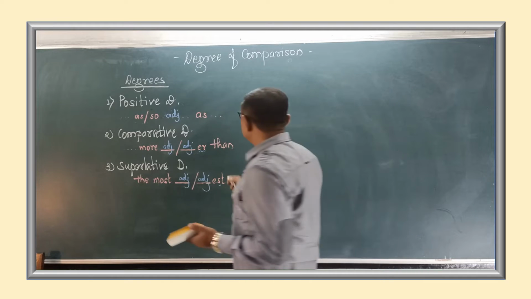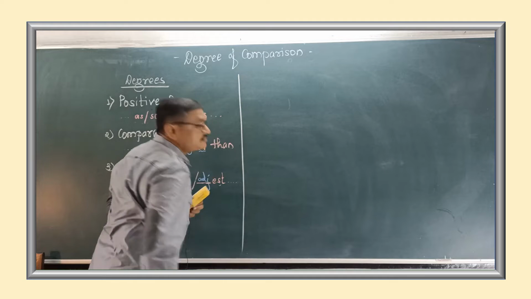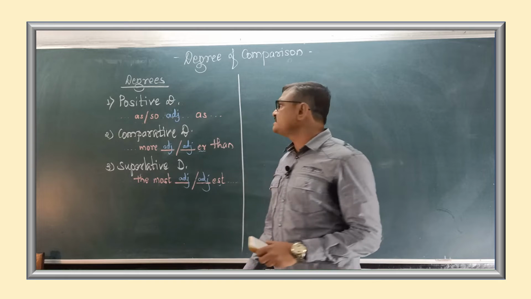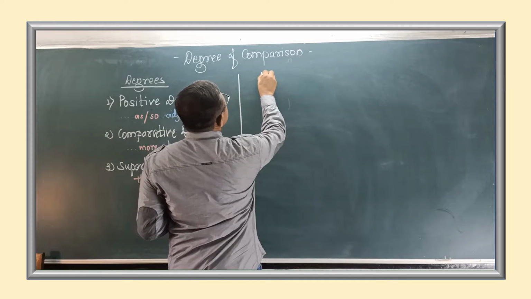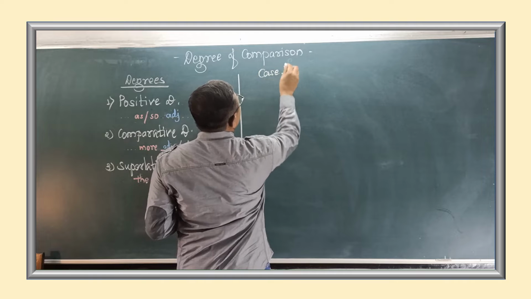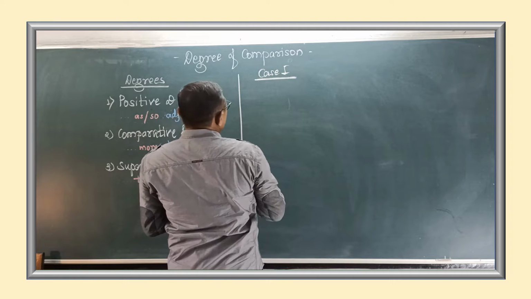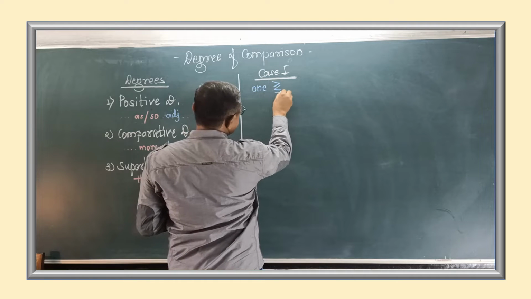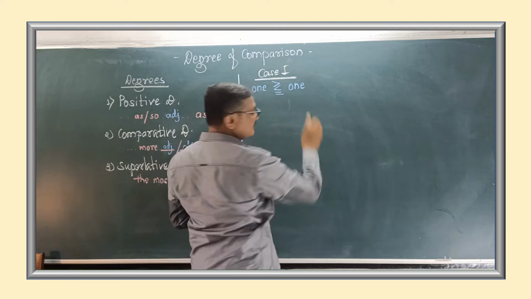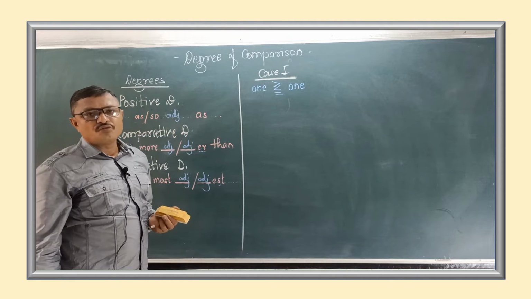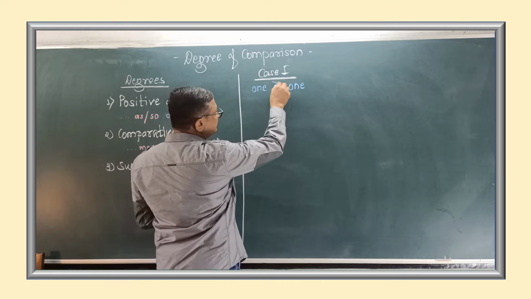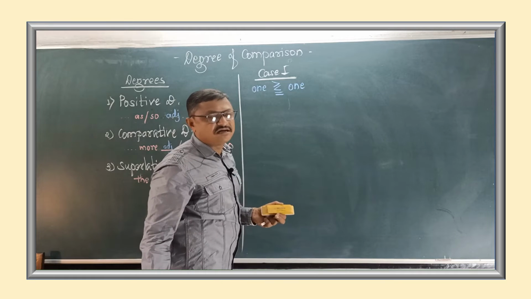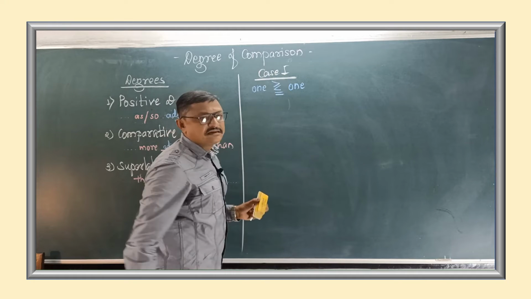I have segmented the ways of solving these degree sentences in three ways. I call them cases. In my case number 1, one adjective is compared with one another. See, greater than, less than, or even equal to. If such type of comparisons are done in the sentence, that is case number 1.